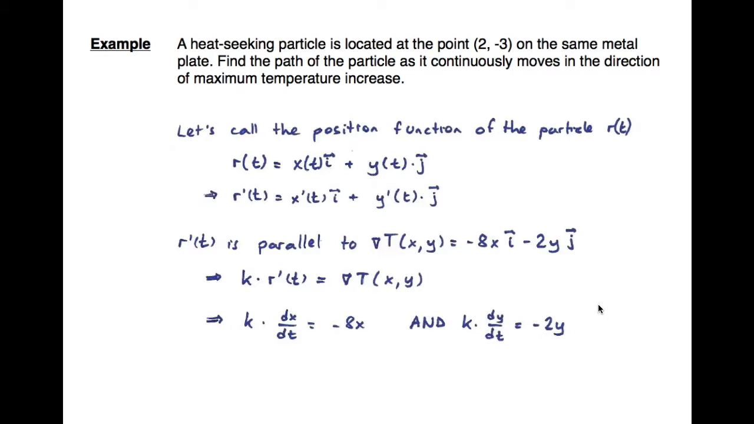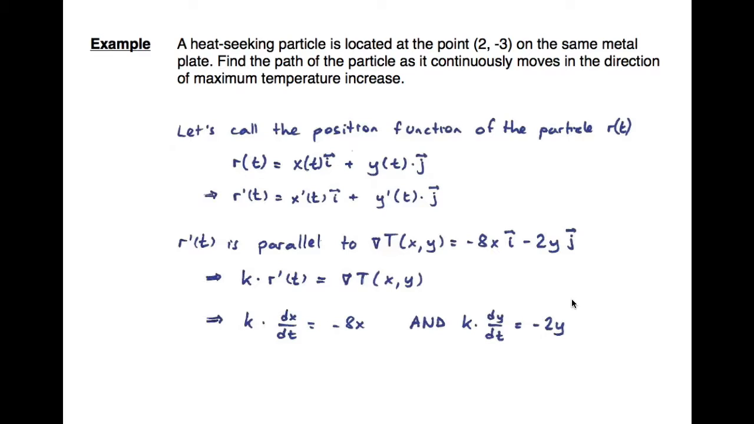Now, r prime of t is parallel to del t. This is why we add a constant k. In fact, since we are not going to be caring about how fast this heat particle is moving, we could just say that r prime of t is equal to del t. That would work as well. But we'll keep this constant k here because we may find out in the end that there's a better choice for k than k equals 1.